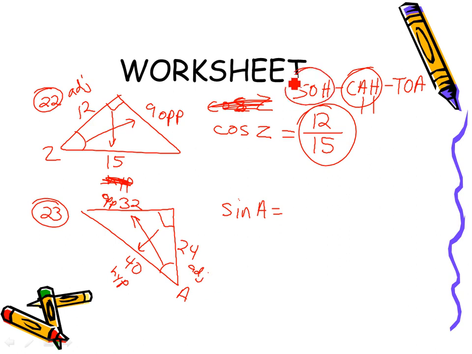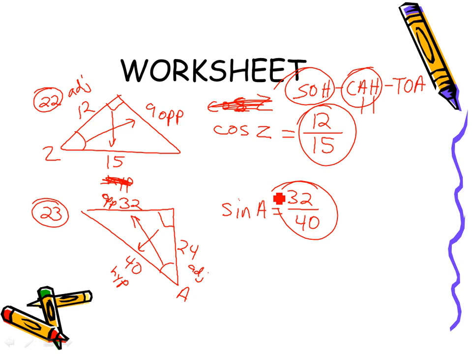Well, the sine is the SOH part. So sine is opposite over hypotenuse. The opposite leg this time is 32. The hypotenuse is 40.